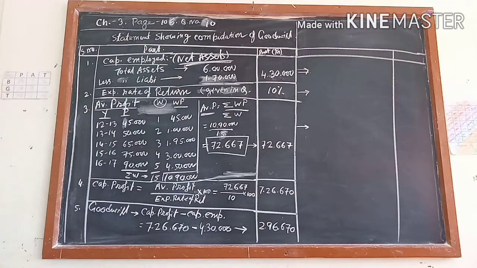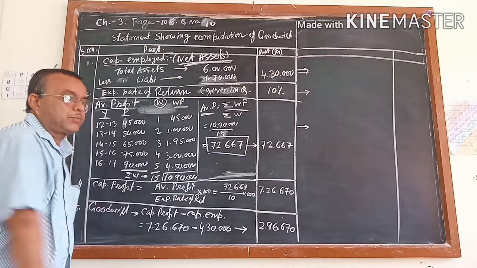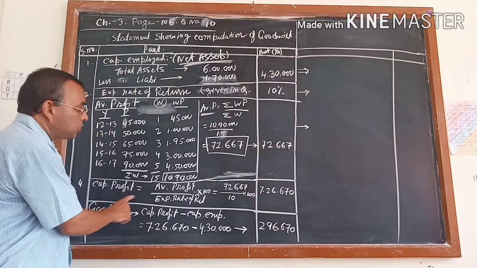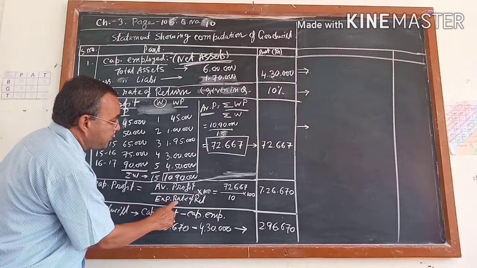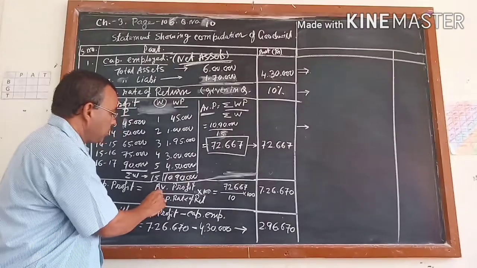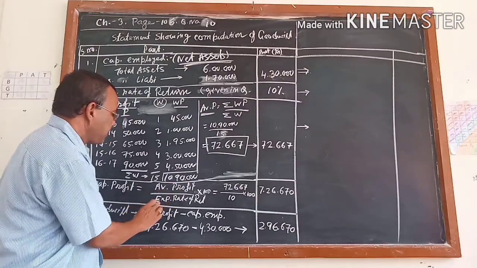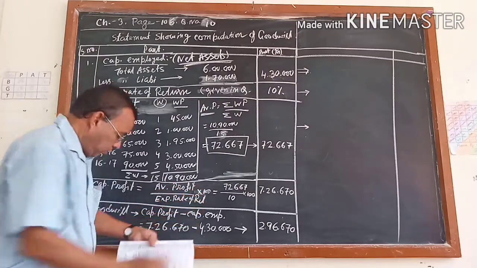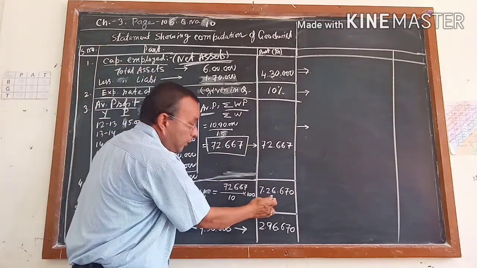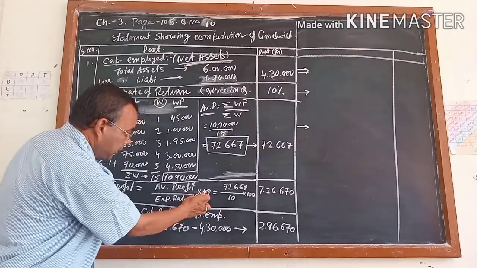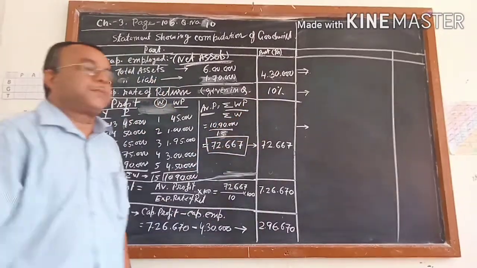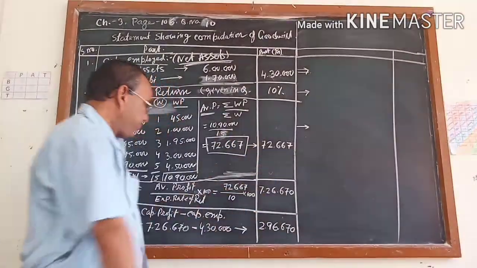The next step is capitalized profit. This is a new step, new in this method. Capitalized profit is equal to average profit by expected rate of return into 100. Keep in mind, this is the new formula you have to remember. Here, whatever comes, you get one more zero because it is multiplied by 100 and divided by 10, if the expected rate of return is 10%. If it is 12%, then it will not come.